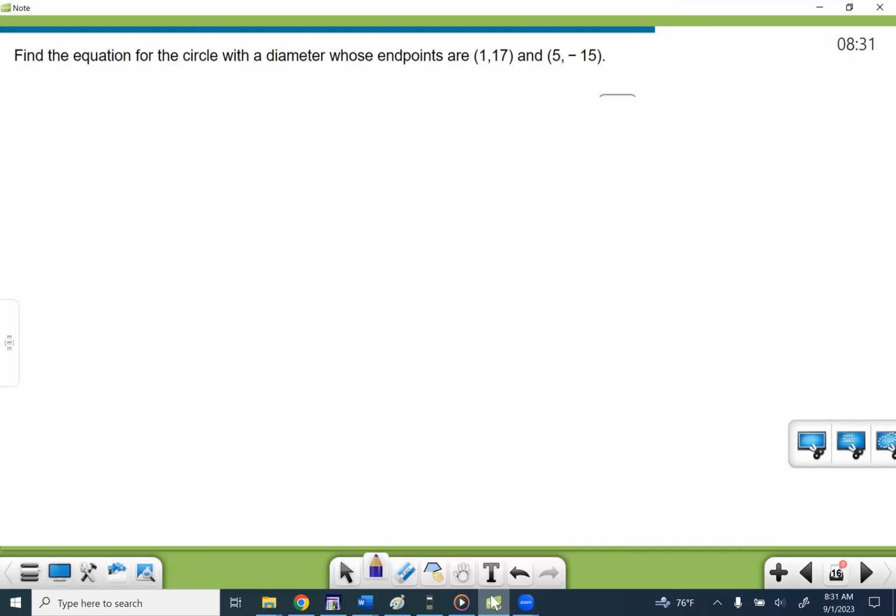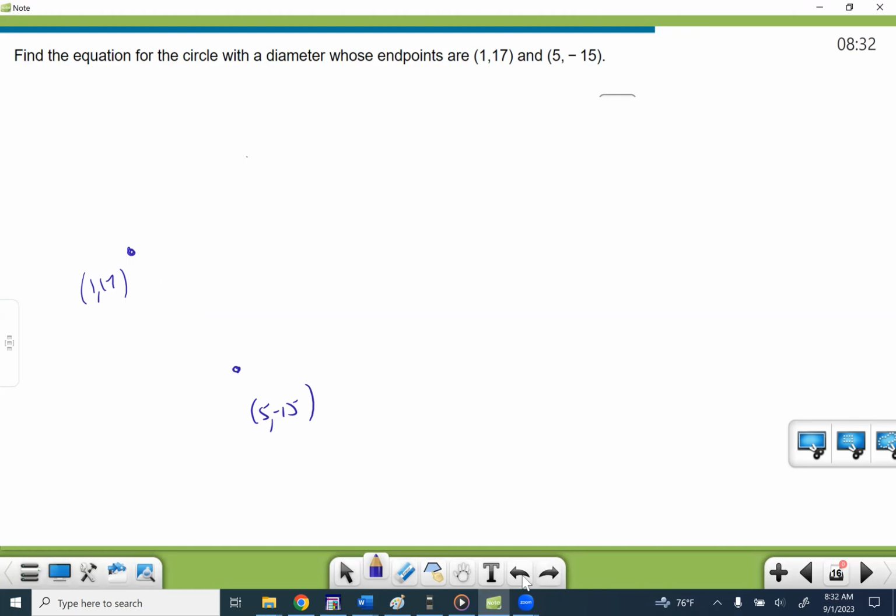All right, you guys, let's take a look at number 26. This is one of the tougher ones on the assignment. So we got these 2 points. We got 1, 17, and then this other point, 5, -15. And what we know about these points is that these are the diameter.